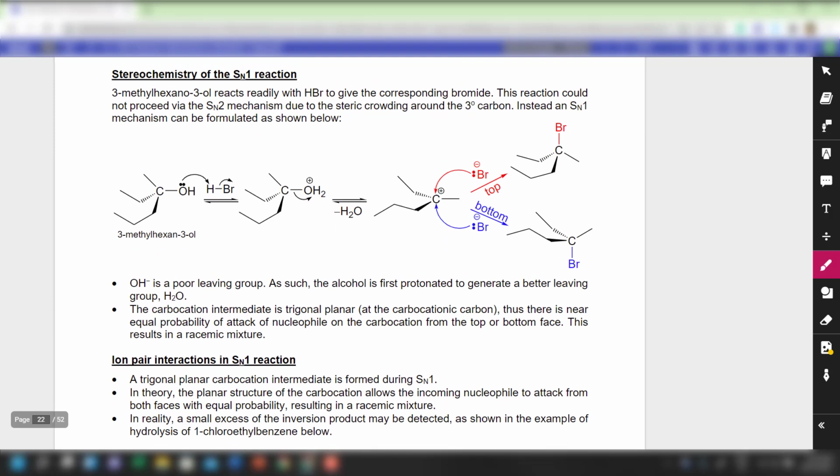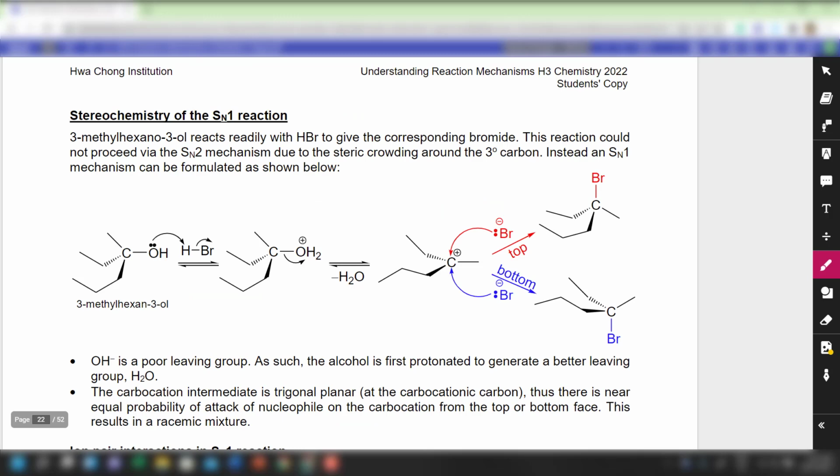Similar to what we have gone through for H2, for SN1, because the intermediate carbocation is trigonal planar in geometry, yeah, like over here, the nucleophile can approach from the top and bottom plane with near equal probability, giving rise to a racemic mixture. Okay, so you will end up with 50% of the top attack product and 50% of the bottom attack product. Some students will ask, is it always 50-50? Can there be like a 49-51? Of course, it is possible.